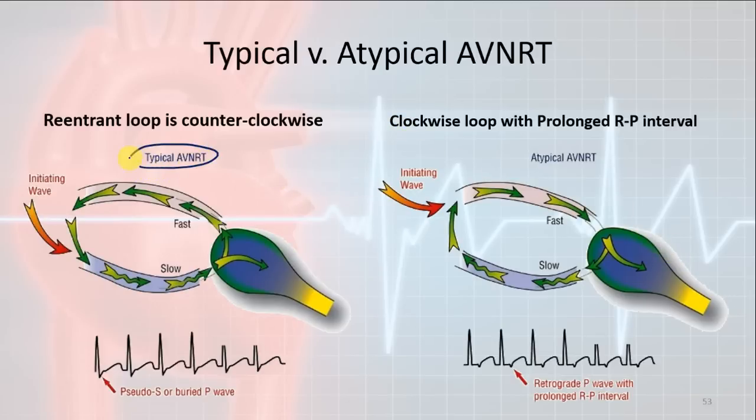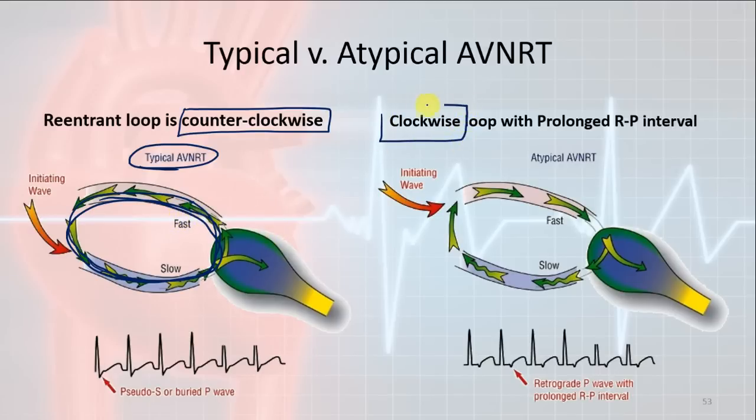Normally, we have two different routes that this can take, or two different directions. Typical AV-NRT travels in a counterclockwise fashion because normally what happens is the signal travels down the slow track and up the fast track. This is a normal depolarization pattern that occurs when somebody goes into this narrow complex tachycardia. Is it possible for it to travel clockwise? It is possible for the signal to travel clockwise. It's not very common though, that's why they call it atypical AV-NRT.